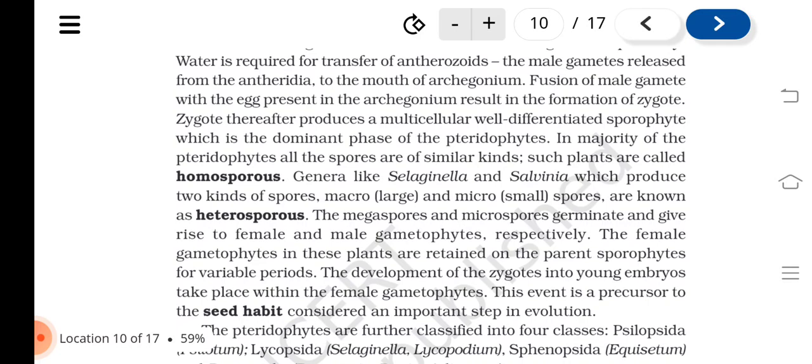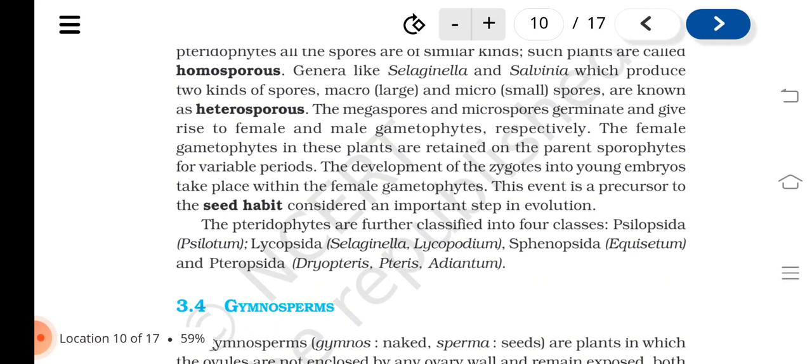The megaspores and microspores germinate and give rise to female and male gametophytes respectively. The female gametophytes in these plants are retained on the parent sporophytes for variable periods. The development of the zygotes into young embryos takes place within the female gametophytes. This event is a precursor to the seed habit, considered an important step in evolution. The pteridophytes are further classified into four classes: Psilopsida (Psilotum), Lycopsida (Selaginella, Lycopodium), Sphenopsida (Equisetum) and Pteropsida (Dryopteris, Adiantum).